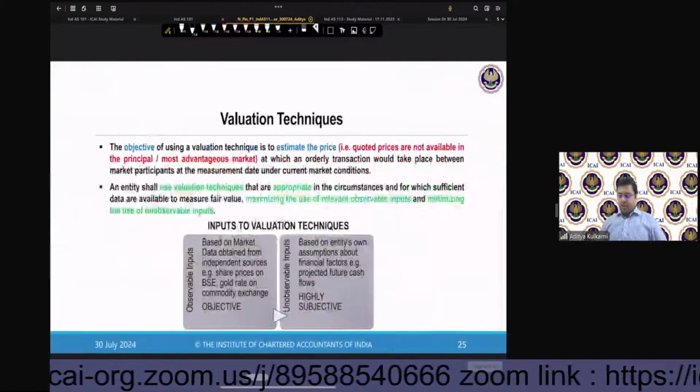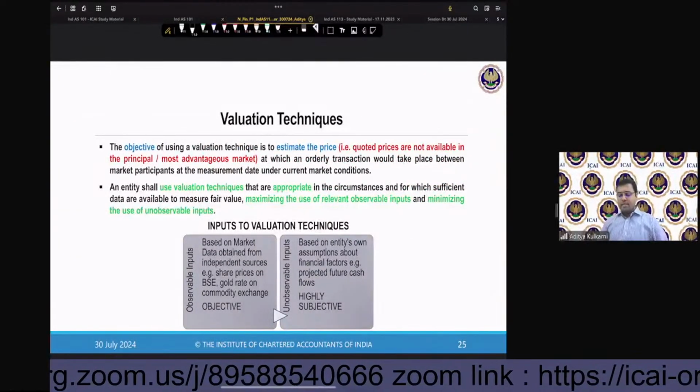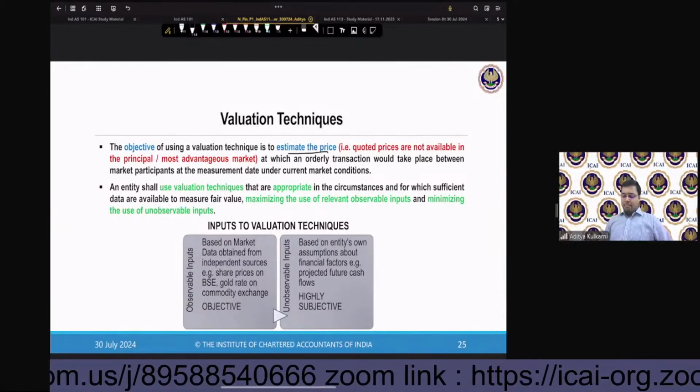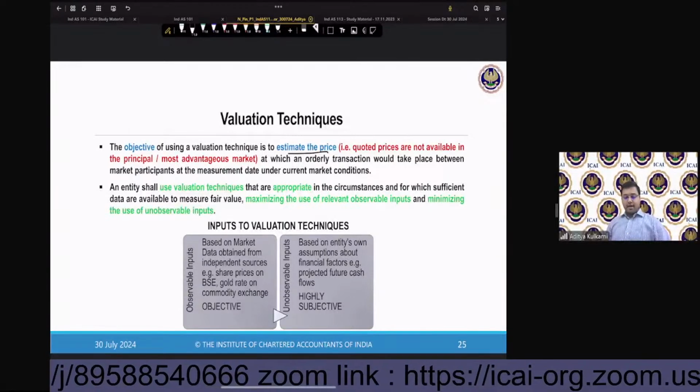Okay, so now coming to your valuation techniques, the objective is to estimate a price, where quoted prices are not available in the principal or most advantageous market.